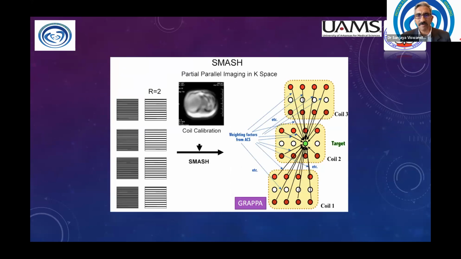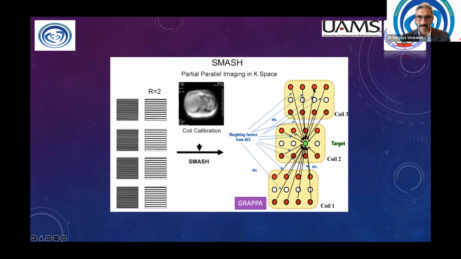An alternative way of doing parallel imaging is imaging in k-space. Again, the same example, you want to get all of these lines. You have undersampled by 2. But in this situation, the coil calibration is done even before image acquisition. And the coil calibration here basically is done not to unwrap the image, it is to fill in these lines of k-space which have been missed out when we've taken this.